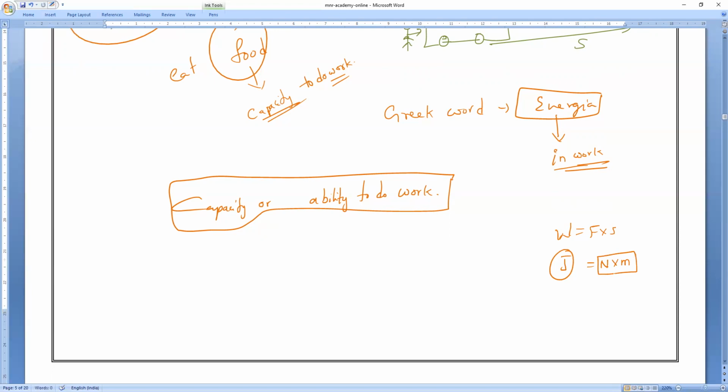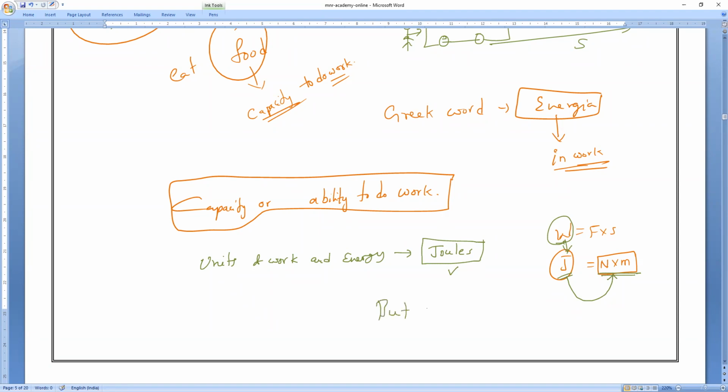Yes, sir. But keep it in mind, the work done unit is joules only. But if it is work, in place of joule you can write Newton meter. Now remember, the units of work and energy both are the same: joules. So units of work and units of energy are both the same.